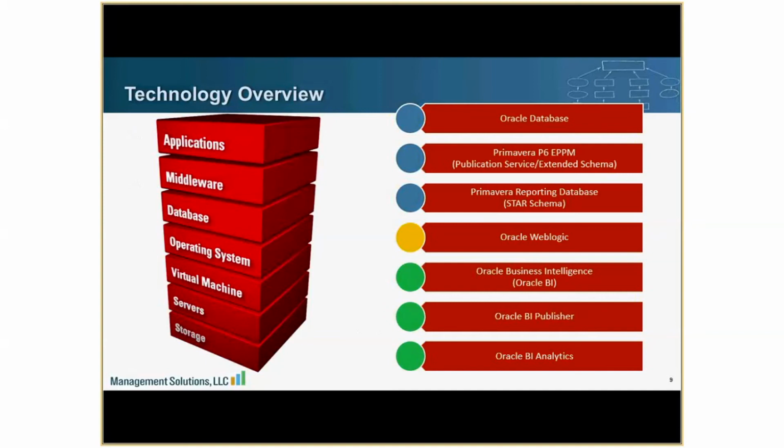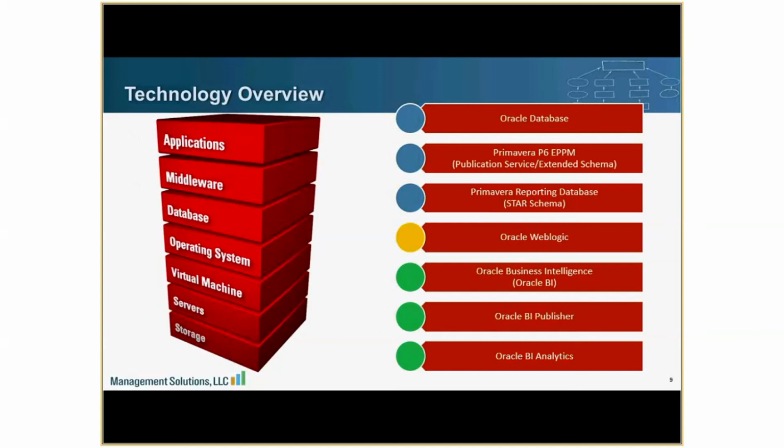The blue represents the Oracle database, and of course, we know what that is. The one under it is the Primavera P6 EPPM. That's what your database is. And then the reporting database, which is the star schema, which is where it computes all that. Now, these are all blue because they all require the Oracle database.